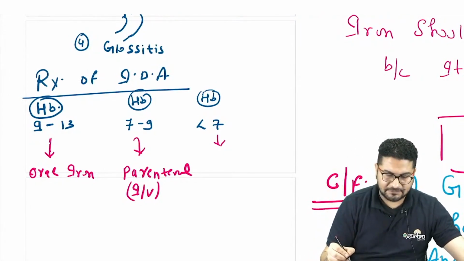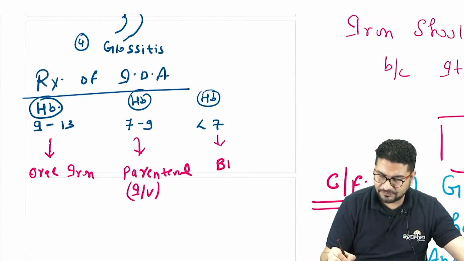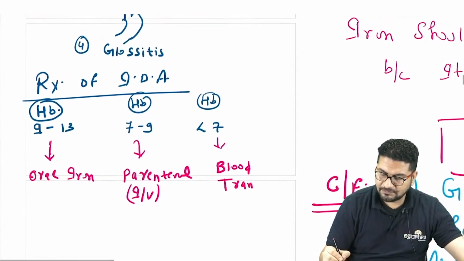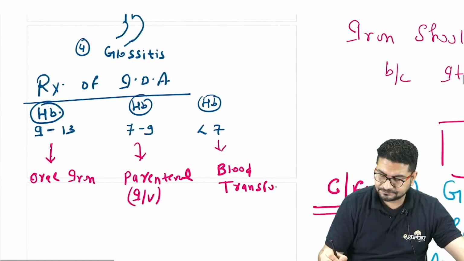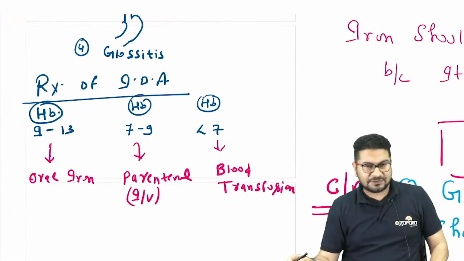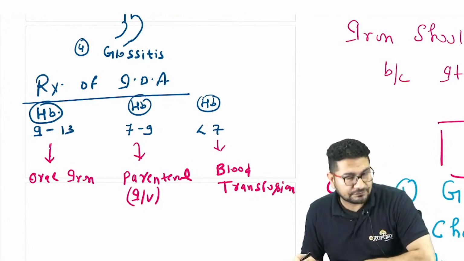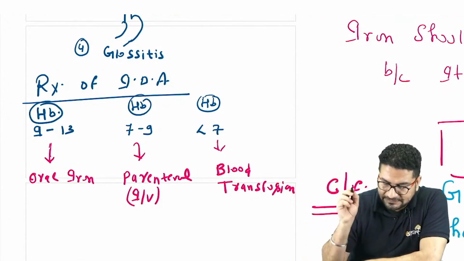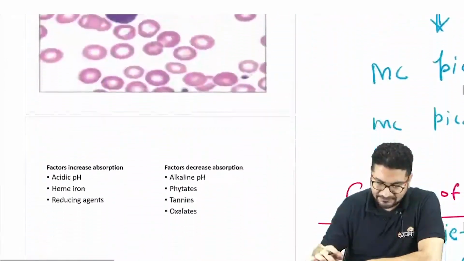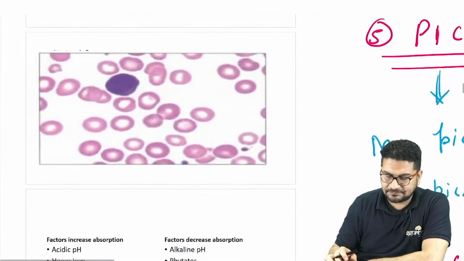Remember, less than 7 is an indication of blood transfusion. Now you will give blood to the patient. Because understand this, if you treat this with medication, it will take 3 to 6 months. With IV iron, it will take at least 10-15 days. So less than 7 is an indication of blood transfusion. Am I clear? Less than 7 is an indication of blood transfusion.